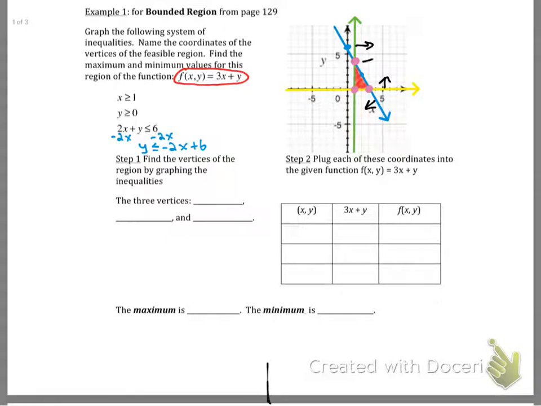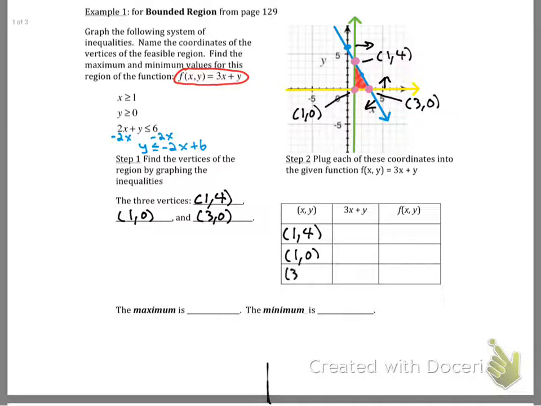So that point of intersection is at 1, 4. That point of intersection is at 3, 0. That point of intersection is at 1, 0. Those are my 3 vertices. I'm going to take those 3 vertices and plug them into that function that was given at the beginning, 3x plus y.